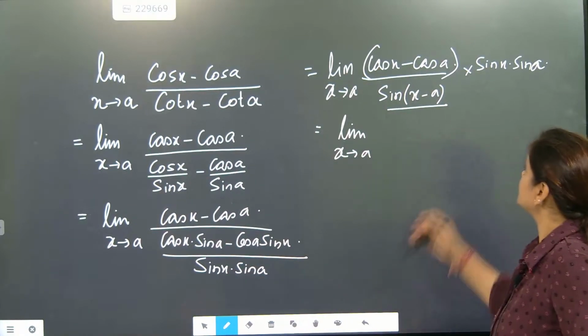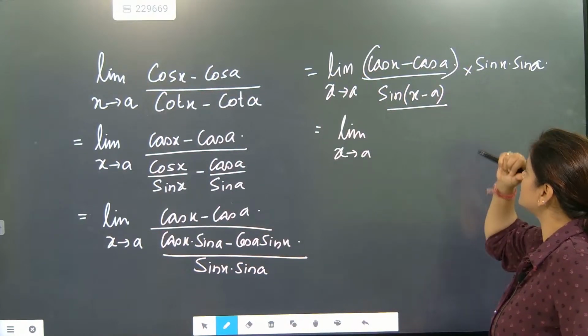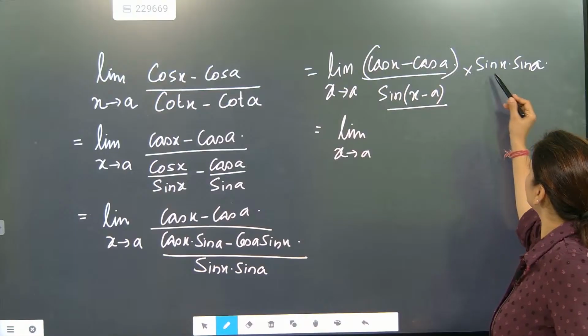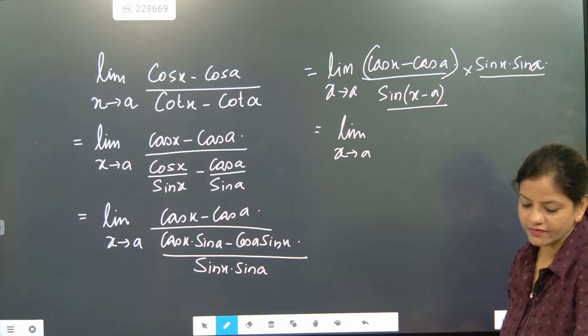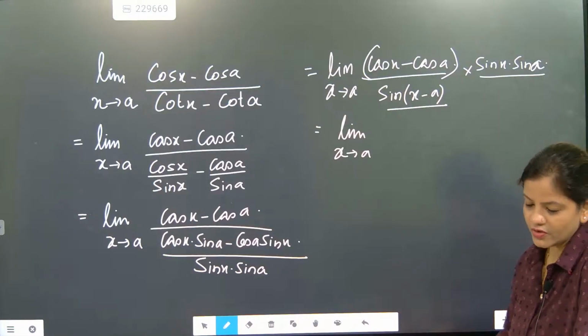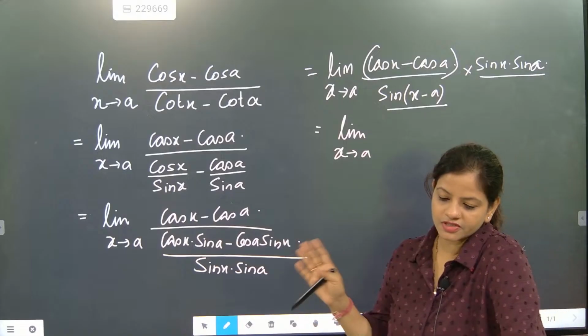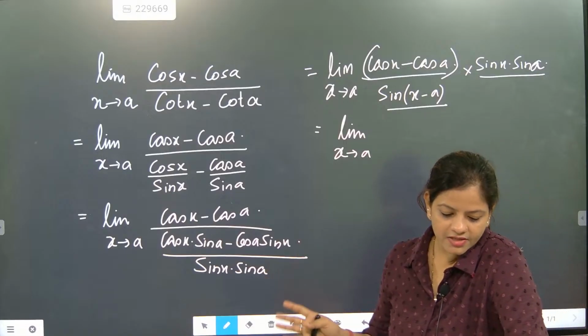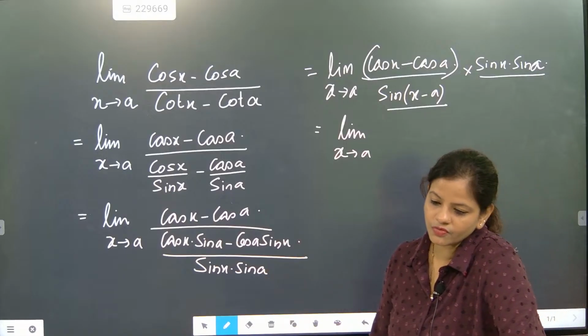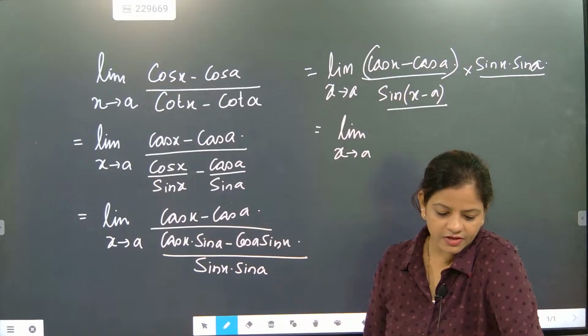Good morning, sir. So here it is coming as cos x minus cos a, sin of x minus a, sin x into sin a will be there. So once this part you have written, now we only have to do the cos x minus cos a formula, and the sin x minus sin a formula also we can apply. Understood?